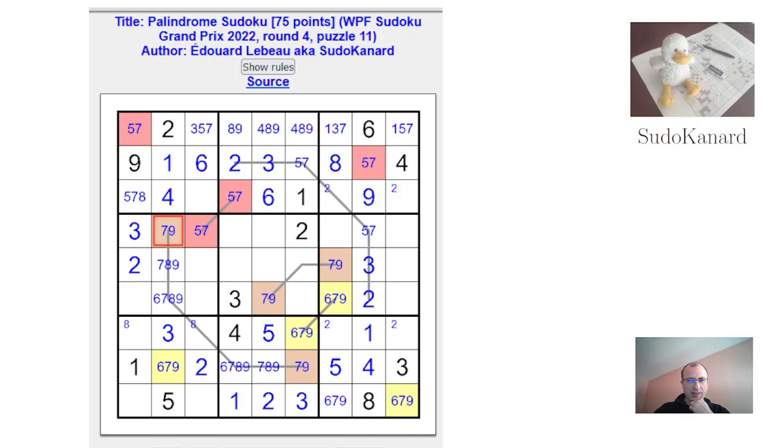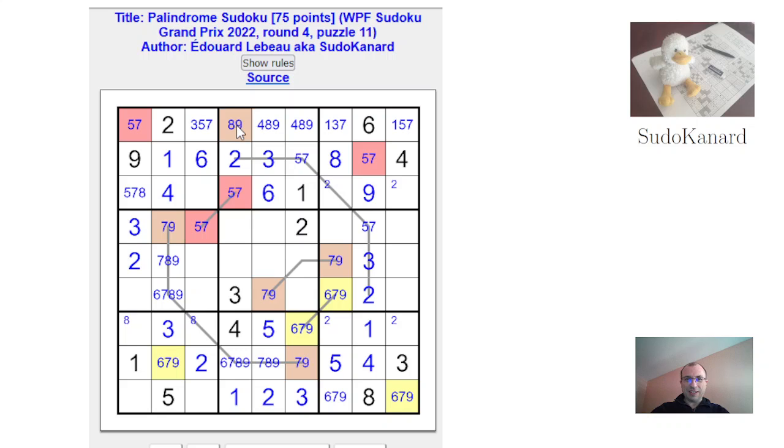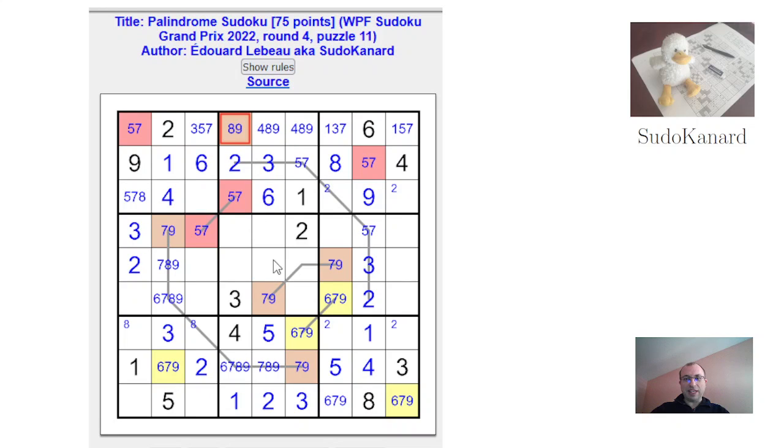And then the what? And then, well, I'm just looking for something to deduce from that. Oh yes, this value is here and there, so it must appear somewhere there. But it's different from that, so it must appear here. And knowing that this is the same as that, it has to be a 9.